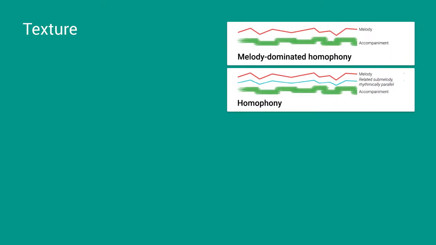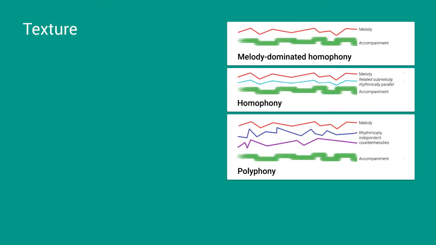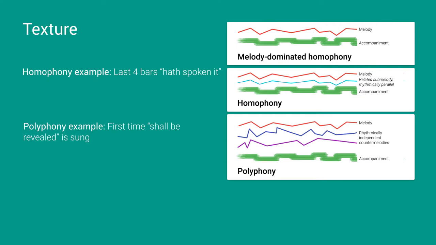Now for texture, we can hear an alternation between homophonic, melody and accompaniment, and polyphonic, multiple melodies playing at the same time, textures. Here's an example of homophony. And here's an example of polyphony from the overlapping vocal parts.